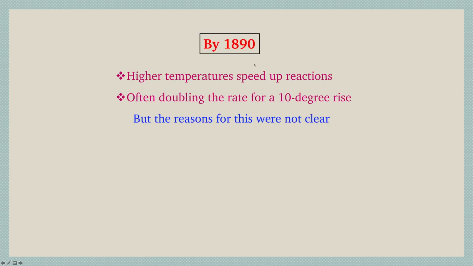By 1890, it was common knowledge that higher temperature speeds up a reaction, because at higher temperature the collisions among atoms and molecules will be more, right? So it speeds up the reaction, often doubling the rate for a 10-degree rise. That is, at a 10-degree rise in temperature, the rate will double. These statements were agreed by all scientists, but the reasons for them were not clear.